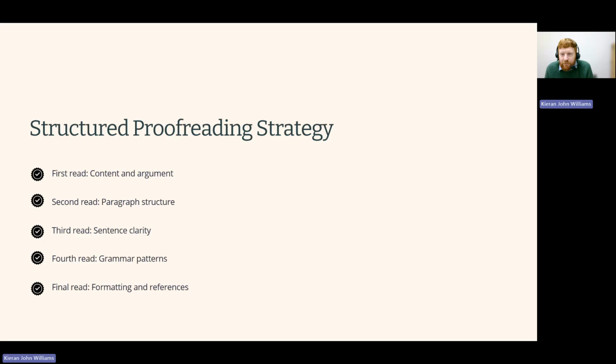Okay, so having a more structured approach can help to prevent overload. So make sure that the first time you're looking through your assignments, you check the content and the argument first of all. Okay. Then check the paragraph structure. After that, you should be focusing on the clarity of your sentences. Then have a look at any grammar patterns, subject verb agreement, pronoun agreements, etc. And lastly, check the formatting and references. So I suggest that each time you edit and proofread, you follow this strategy because this order ensures you focus on high impact changes first. Okay.